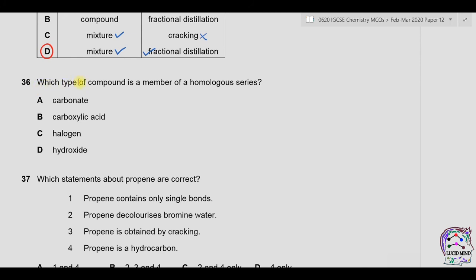Question 36. Which type of compound is a member of a homologous series? Homologous series is formed by organic compounds. A is carbonate. Carbonate is not organic in nature, it is inorganic, so therefore it is incorrect. B is carboxylic acid. It is correct because carboxylic acid is an organic compound and it also has a homologous series. In homologous series we have consecutive change of one carbon atom.